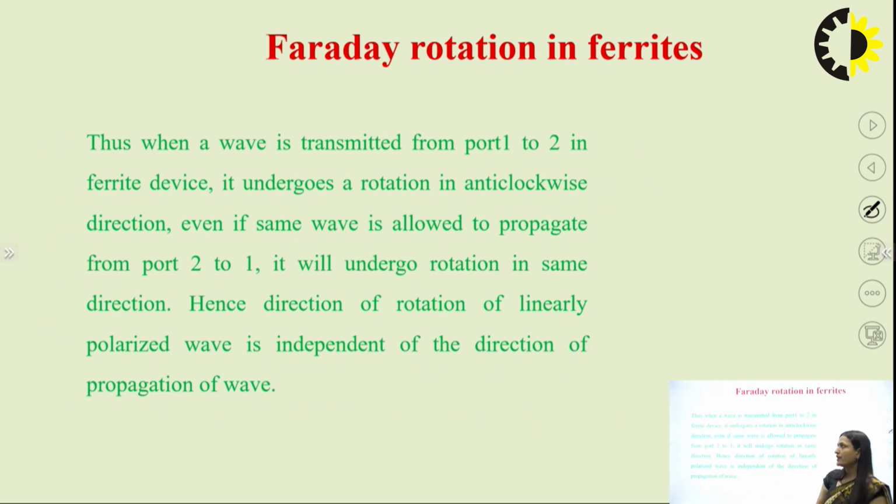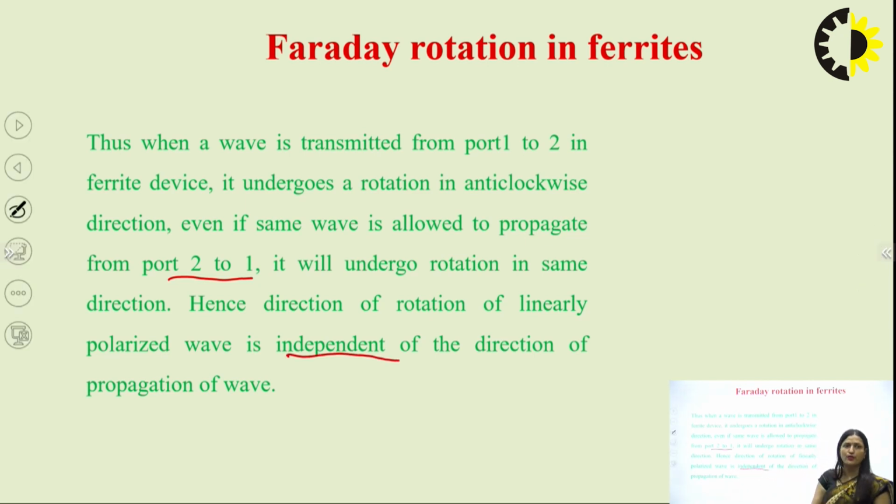So, ferrite rotation in ferrite. Thus, when a wave is transmitted from port 1 to 2 in the ferrite device, it undergoes a rotation in the anti-clockwise direction. And even if the same wave is allowed to propagate in the reverse direction, from port 2 to port 1, it will undergo rotation in the same direction. It means rotation is not going to change when the wave is traveling from 1 to 2 or 2 to 1. Hence, the direction of rotation of a linearly polarized wave is independent of the direction of propagation.